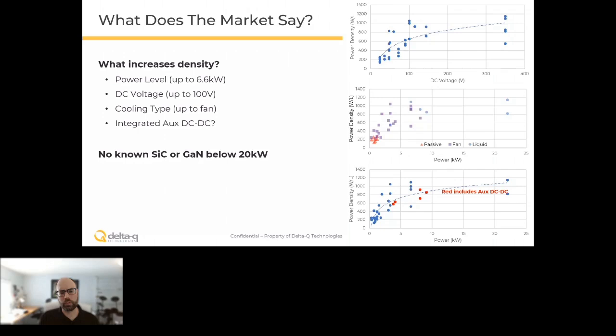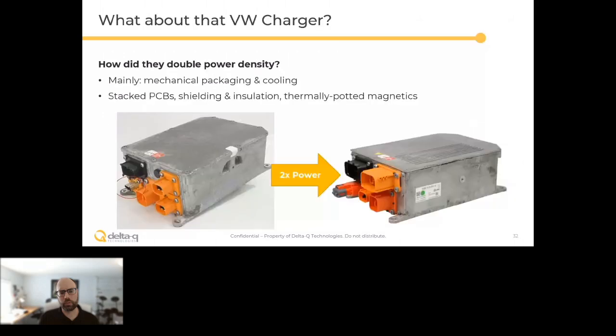Coming back to the example that I talked about at the very beginning, what about that Volkswagen charger? So they doubled power density. They mainly did it through mechanical packaging and through cooling. Stacking PCBs, very careful shielding, insulation, and thermally potted magnetics. So it's built up layer by layer carefully, like Lego bricks or Tetris. But there's no secret sauce on the electrical side here, for instance.